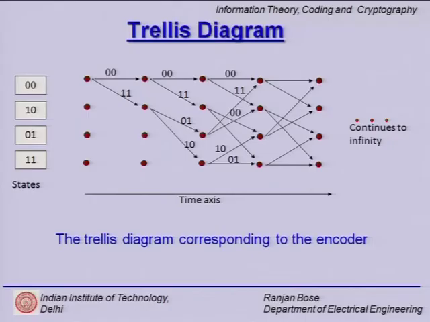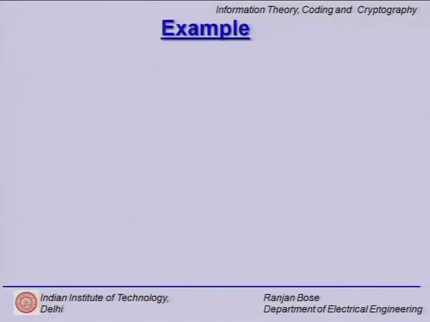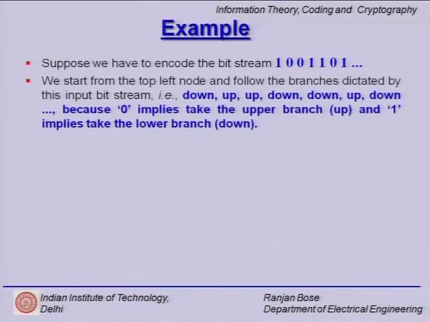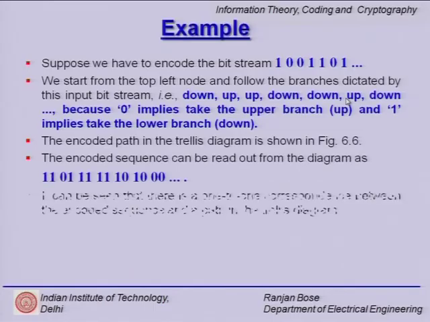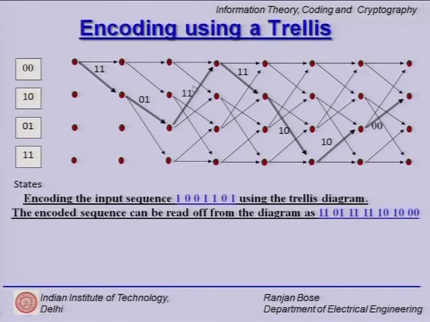So, the decoding problem should be finding out the most likely path in the trellis, and that is what we will pursue. So, let us say we have to encode this random bit stream 1 0 0 1 1 0 1 and so on. We start with the top left, and the moment we hit a 1, we take the lower branch, 0 hit the upper branch, lower, lower, upper, lower. So, it is up down, and we can now look at the trellis diagram here.